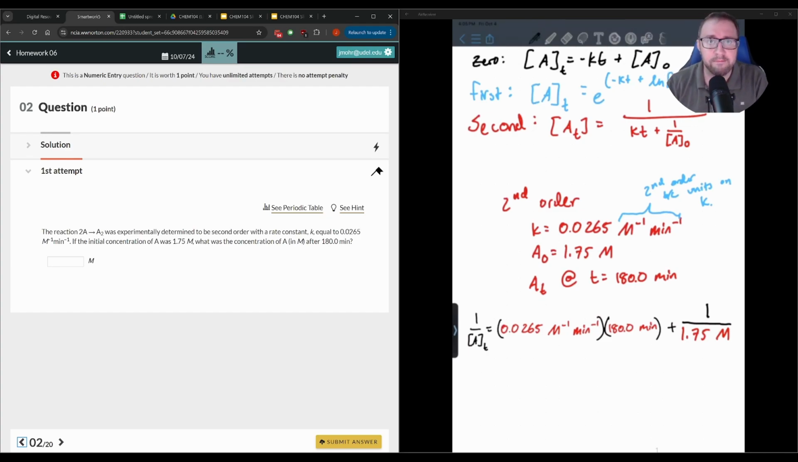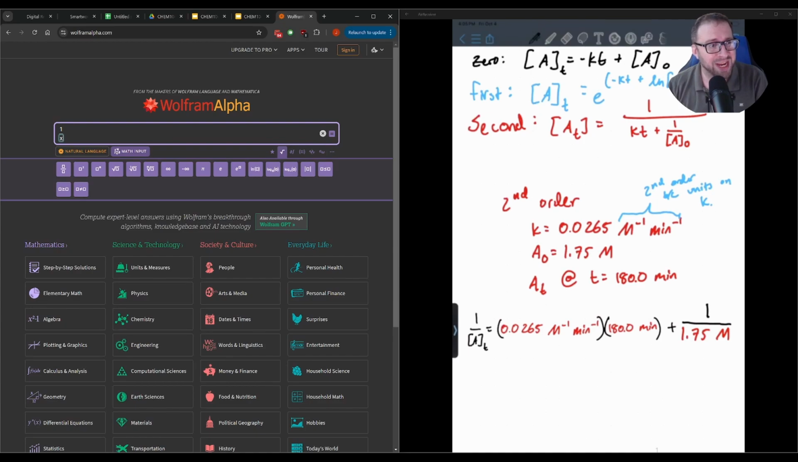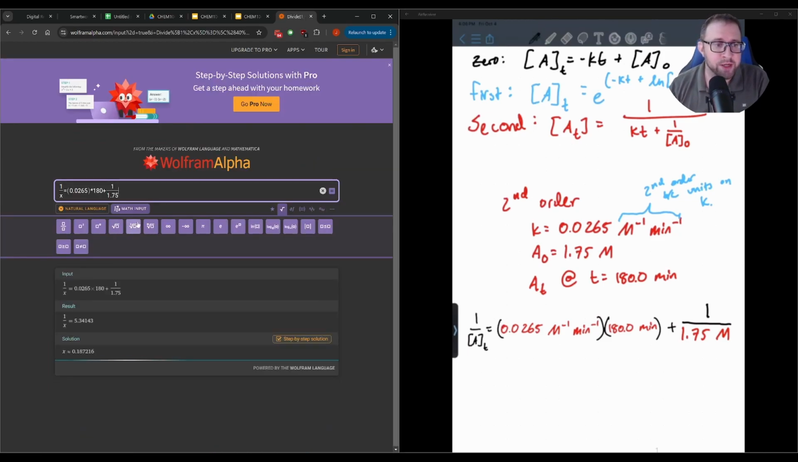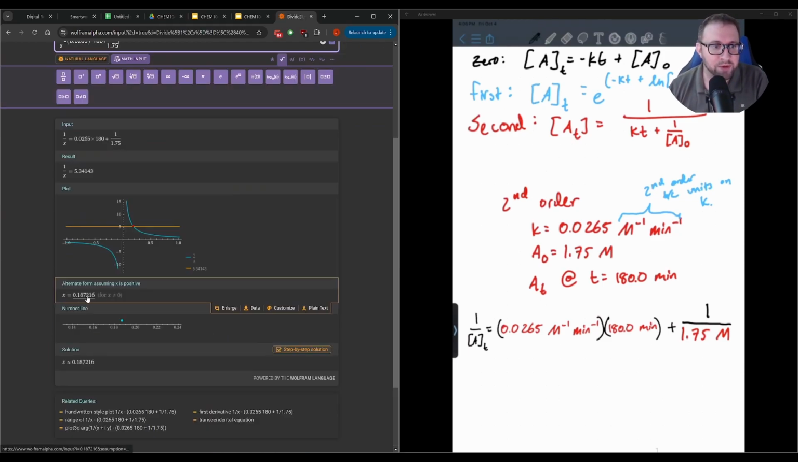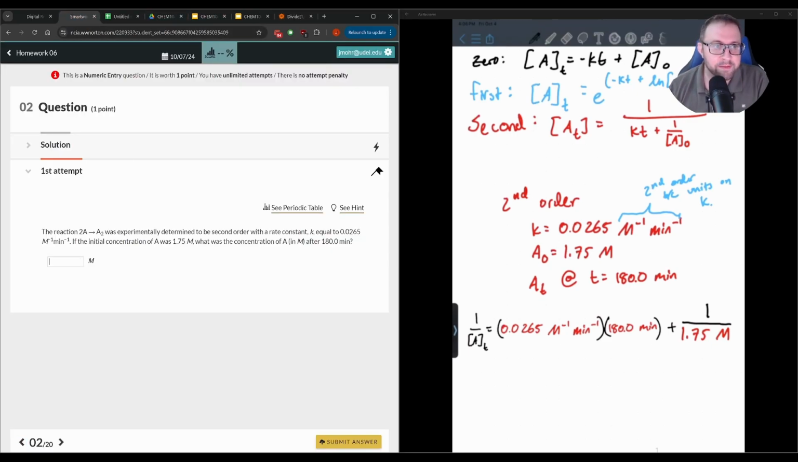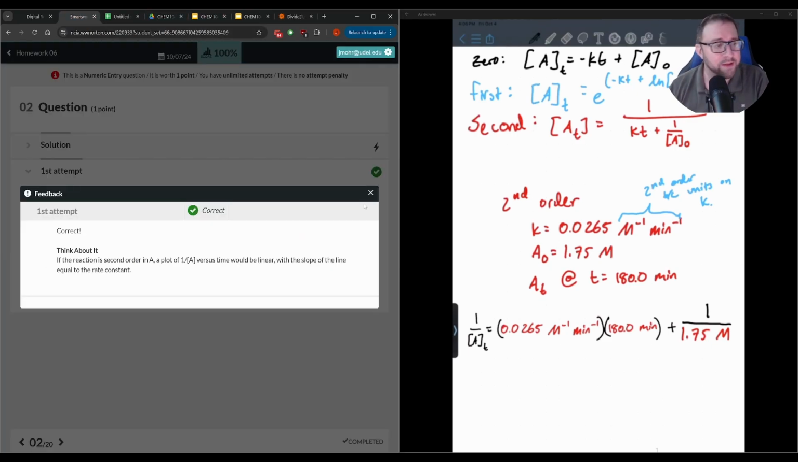We're just going to turn over to our good buddy Wolfram, right? So we're on Wolfram. I'm going to write this 1 over X since I know I'm solving for AT, 0.0265. I'm not going to write my units in there because it's a little difficult to make Wolfram work with the units. And then 1 divided by 1.75. And we hit enter here, and we get our X is equal to 0.187. All right, and we have 3 sig figs. We submit that answer, and that is correct too.